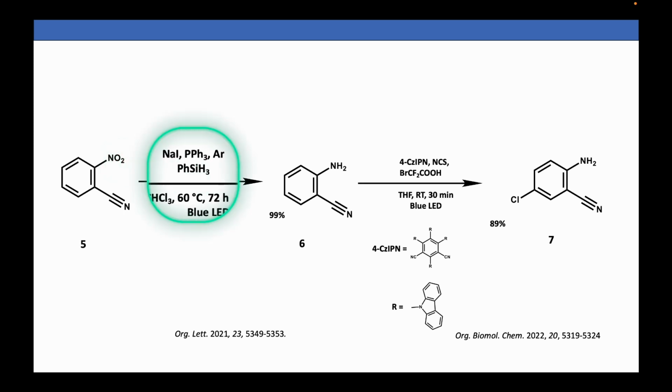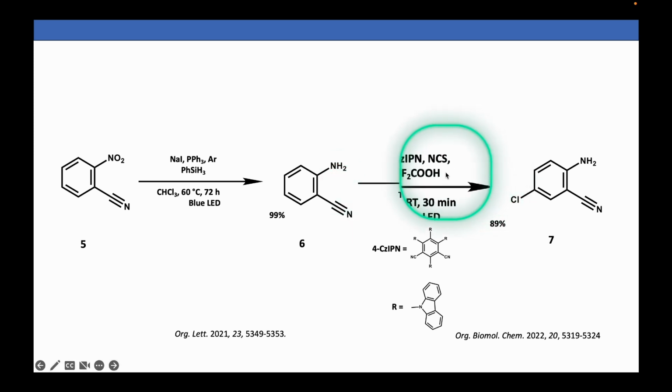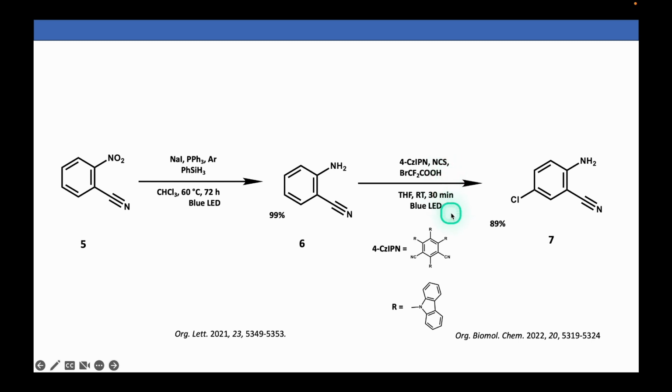The regioselective aromatic chlorination at the para position to the amino group in 6 is performed with N-chlorosuccinimide with visible light and a carbazole derivative as a promoter to obtain 7.